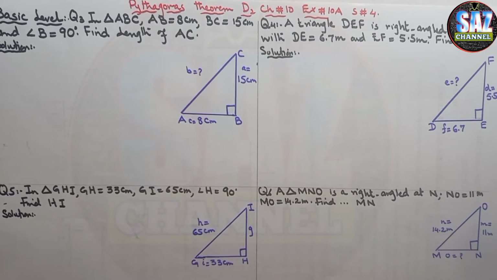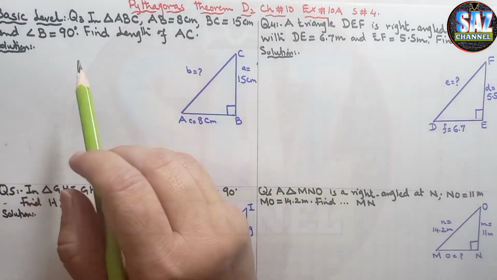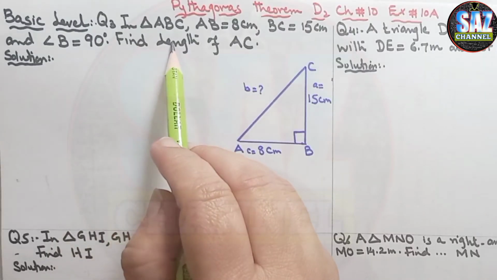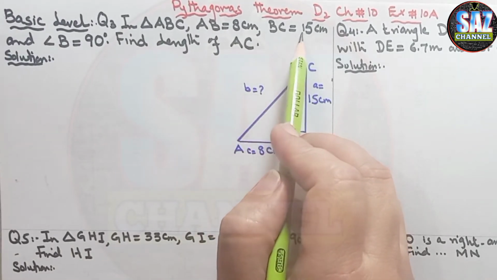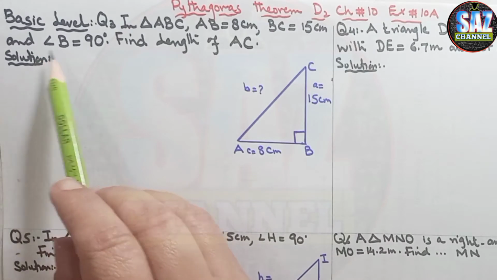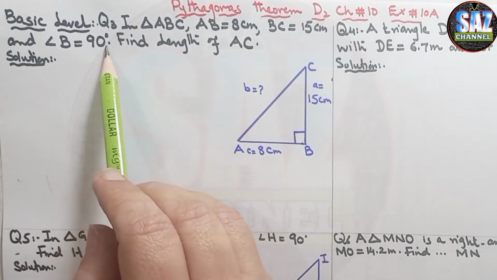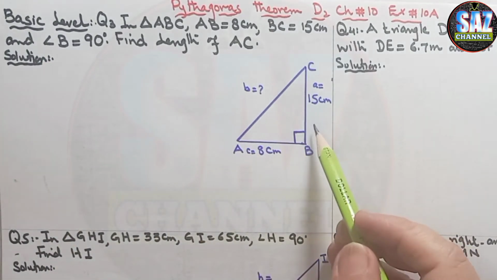In this lesson, I'll solve question number 3. Let me read question number 3 from the book. Question 3 says, in triangle ABC, AB is 8 centimeter, BC is 15 centimeter, angle B, which is already given, that is 90 degree, and find length AC.